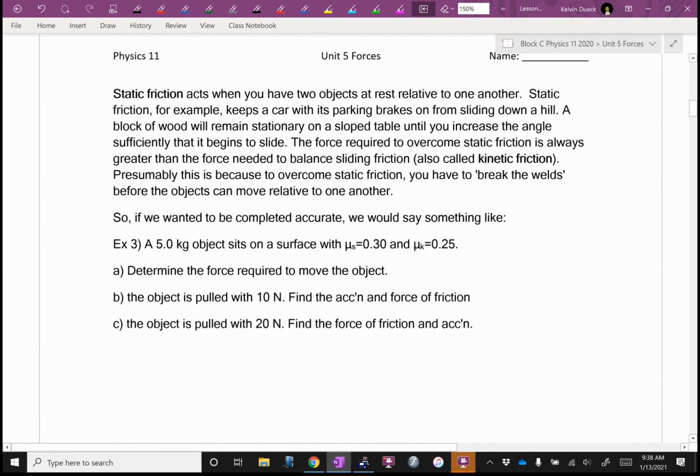So static friction, that's what's acting when you have two objects that are at rest relative to each other. If you park a car on a hill, static friction is what's keeping the car from sliding down the hill because the car and the pavement are at rest relative to each other. A block of wood will remain stationary on a sloped table until you increase the angle.